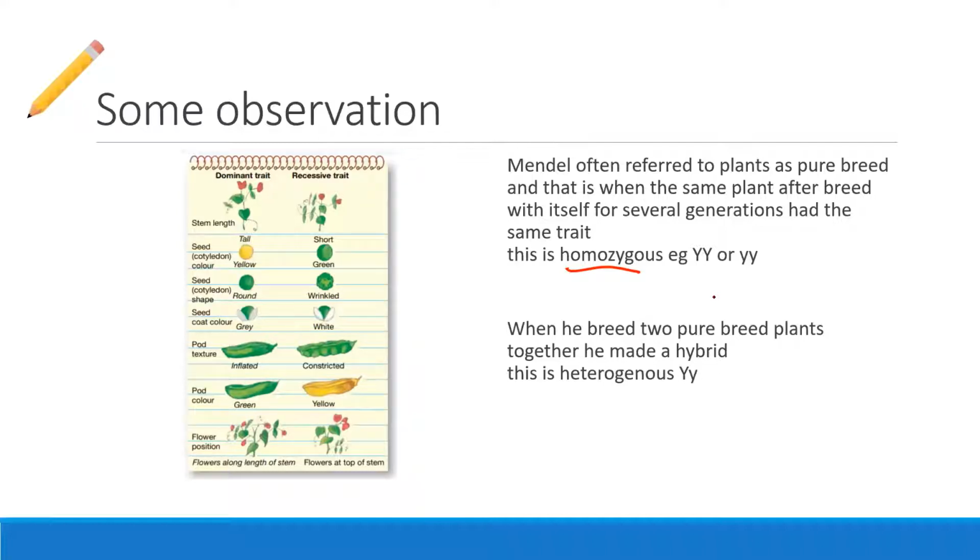Now, when he bred two pure breeds, he would create a hybrid, which is why we got the word hybrid. And the word hybrid comes from this word heterozygous, which is when you've got a capital Y and a lowercase y. So keep that in mind, that's pretty important for us.